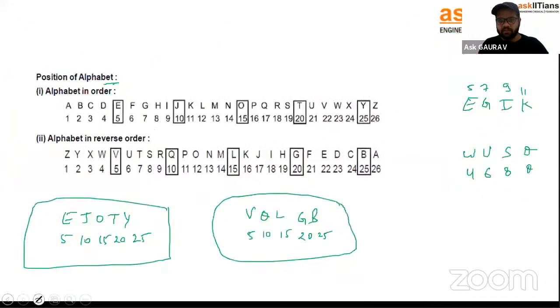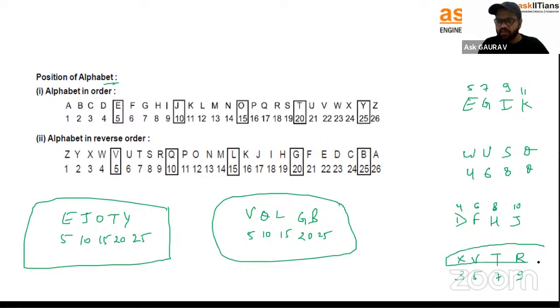Then D, F, H, J. D stands for 4, and 4 minus 1 is 3. F stands for 6, 6 minus 1 is 5. H stands for 8, 8 minus 1 is 7. J stands for 10, 10 minus 1 is 9. But these are from reverse order. 3 from reverse order is X. 5 from reverse order is V. 7 from reverse order is T. 9 from reverse order is R. So X, V, T, R is the right option.